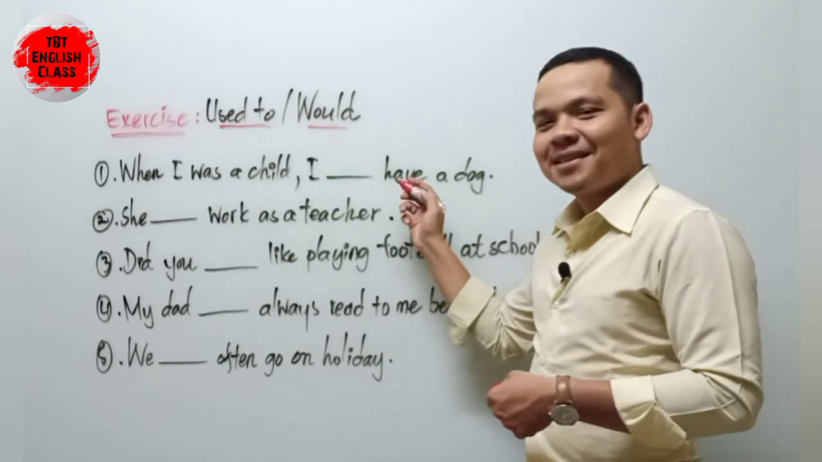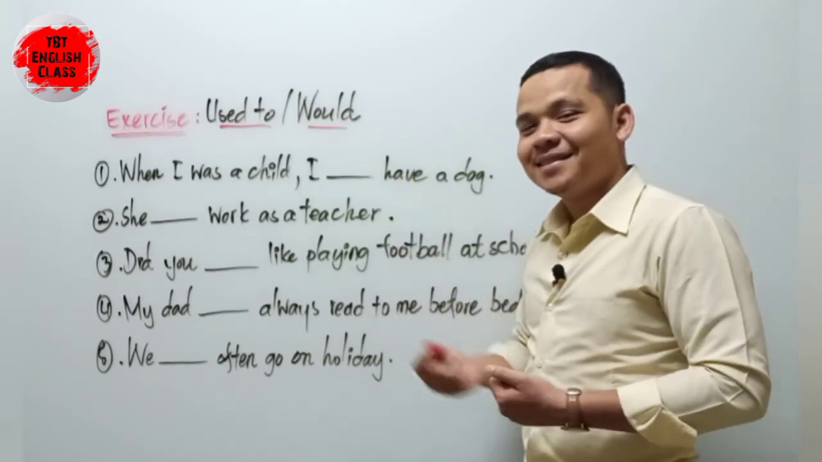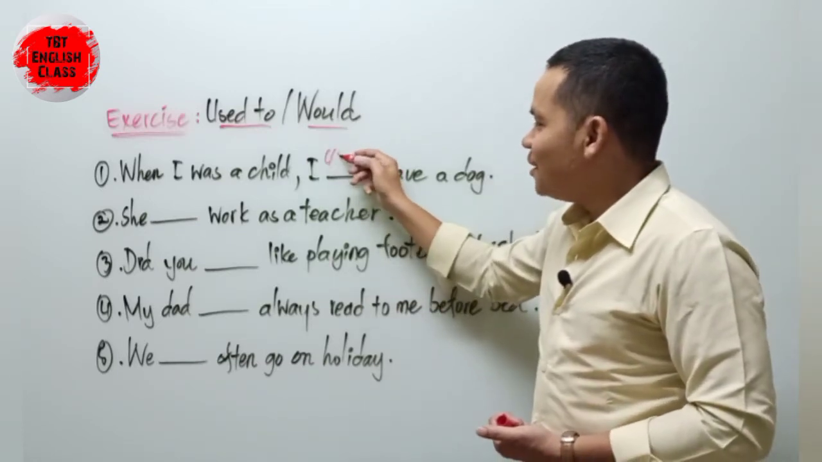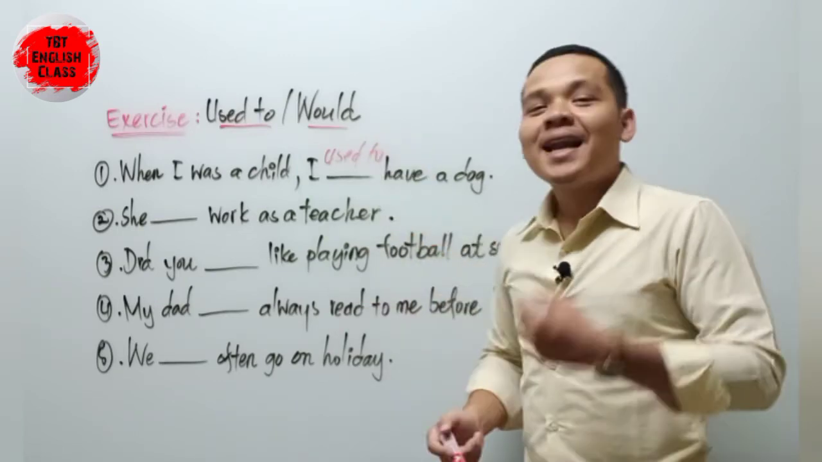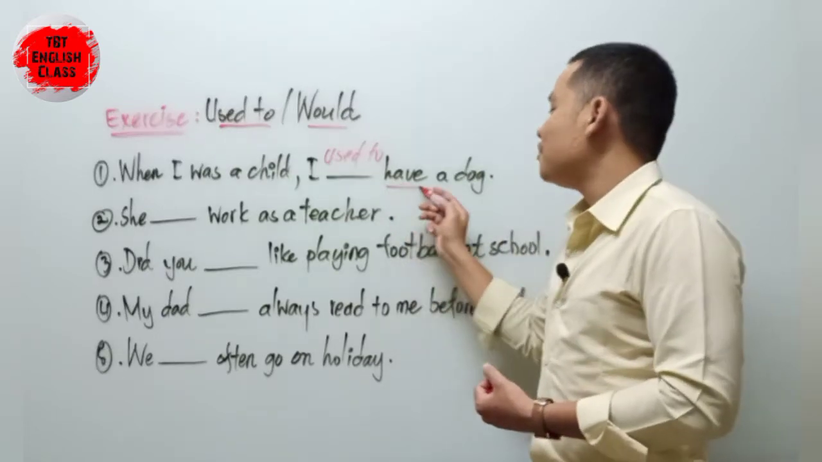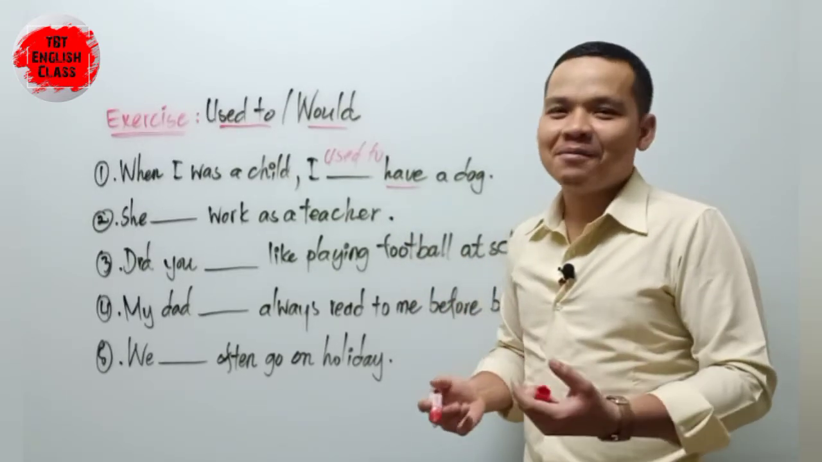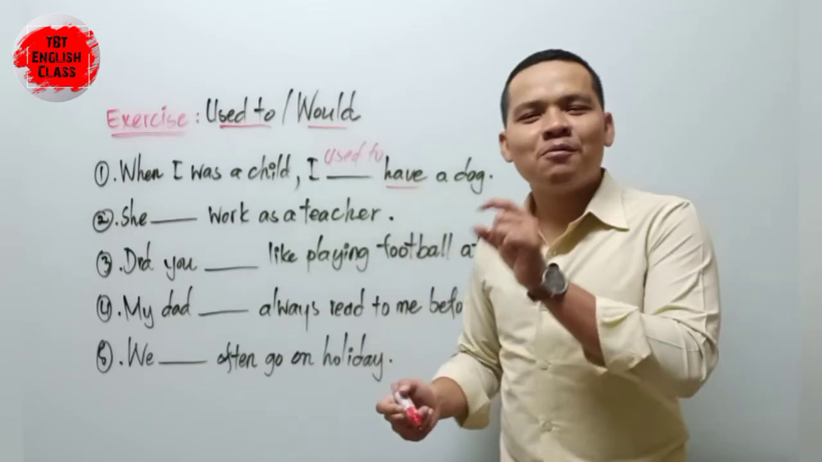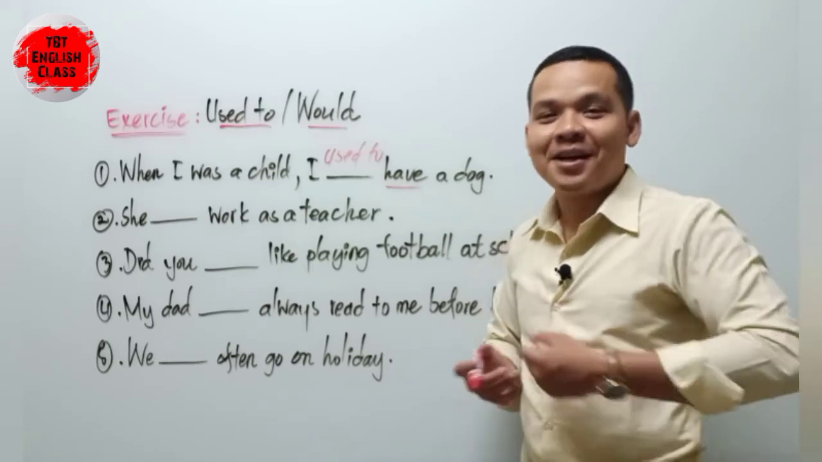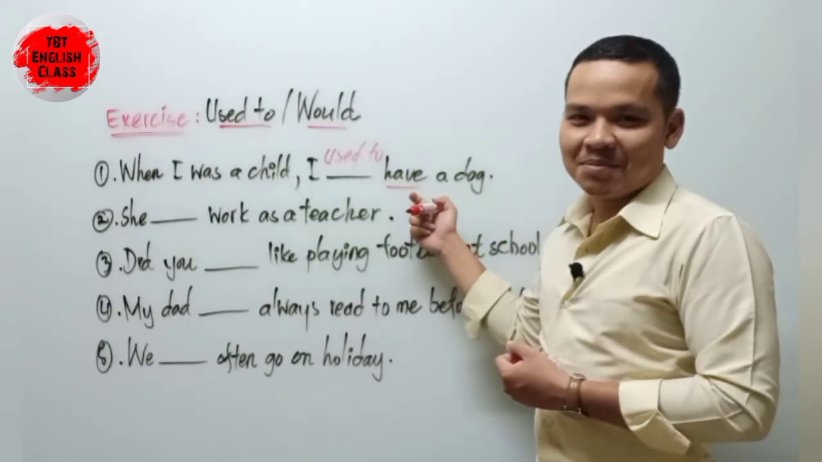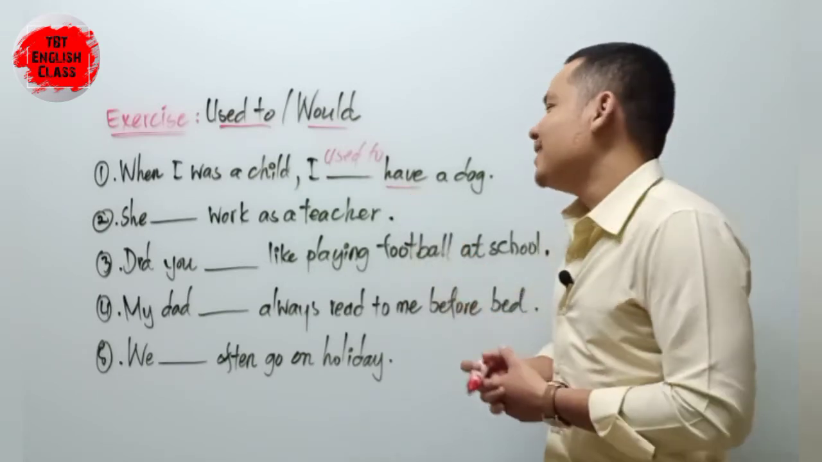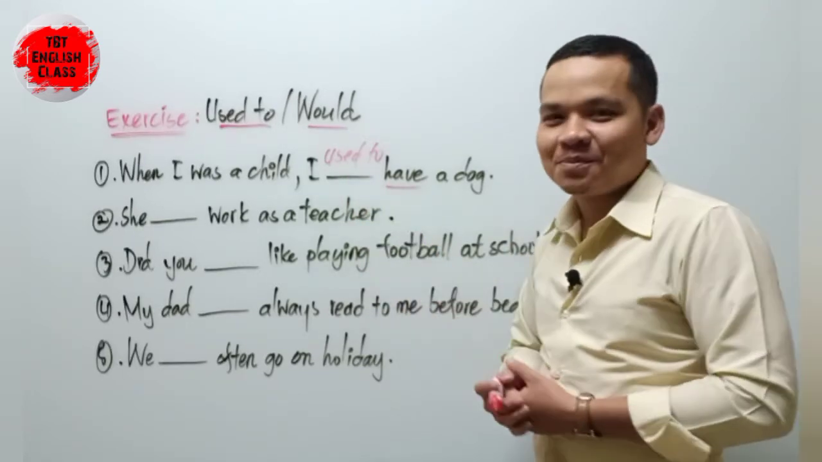Okay, so the answer must be, what is it? Used to. You're right. Why? You can ask the question yourself, why do I choose the words used to? Because of the verb. The verb have is not an action verb. So if you want to use would, no. It is not possible to use would here, because the verb is not an action verb. It is a state verb that talks about possession. You have a dog. Okay? So the answer must be used to.